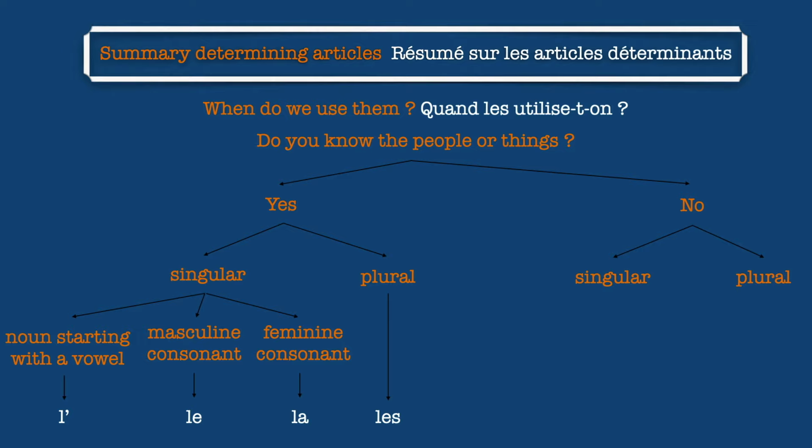Now in the case we don't know the people or things, there are 2 different cases, singular or plural. If it's singular, there are again 2 cases, masculine or feminine. If it's masculine, the article is un. In an opposite way, if it's feminine, we use the article Une. Finally, for plural nouns, we use the indefinite article Des.